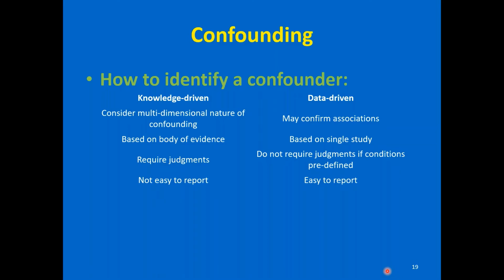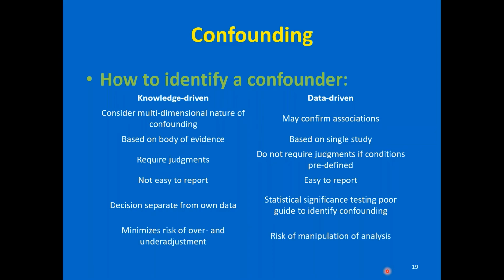With the knowledge-driven approach, you use the literature or your own judgment, which may not have a specific evidence base for your study. The knowledge-driven approach decision is separate from your own data, but in the data-driven approach, we use statistical significance testing, which is a poor guide to identify confounders. The knowledge-driven approach has a risk of over and under adjustment, but in the data-driven approach, there's always a risk of manipulating the analysis. You may remove confounders or add one or two confounders just to make your main association statistically significant, which is not appropriate.